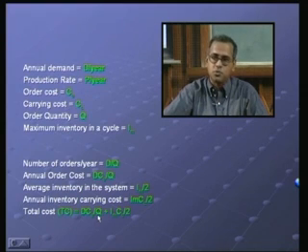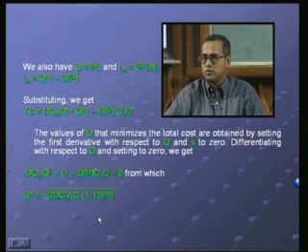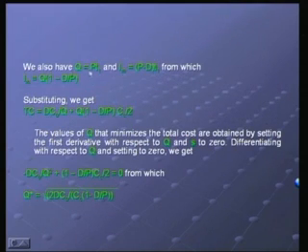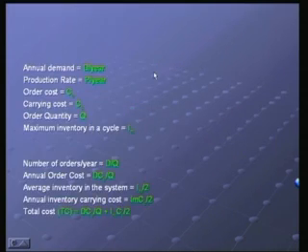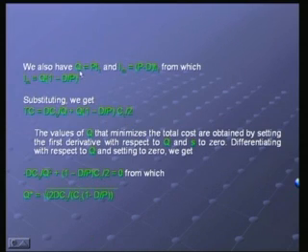Now the variable is Q and not Im, so we have to write this Im in terms of Q. To do that, we have Q equal to P into T1, Im is equal to P minus D into T1. This comes because from this figure we realize that for a period T1 we produce. Every time we set up, we produce for a period T1, produce at the rate of P. So P into T1 is the quantity that is produced, which is the production quantity Q. So Q is P into T1, that is shown here. Q is P into T1.